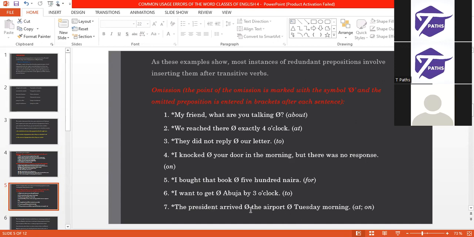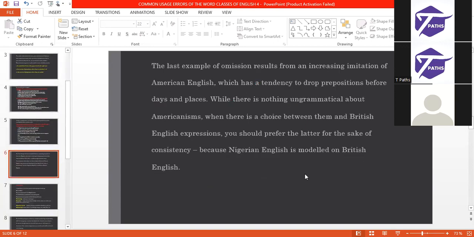The president arrived at the airport on Tuesday morning, not the president arrived at the airport Tuesday morning, all right? The last example of omission results from an increasing imitation of American English, which has a tendency to drop prepositions before days and places. While there is nothing ungrammatical about Americanisms, as I've explained over and again, when there is a choice between them and British English expressions, you should prefer the latter for the sake of consistency, because Nigerian English is modeled on British English.